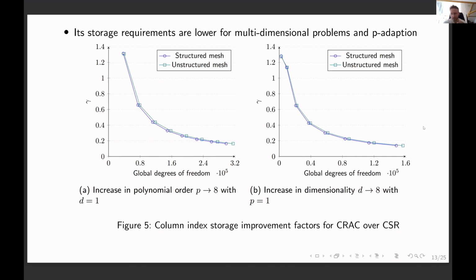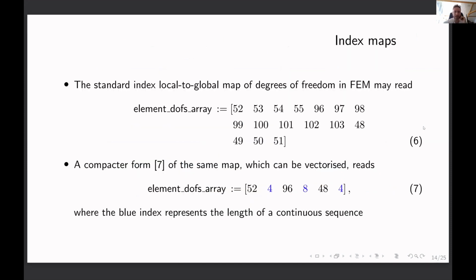The same applies for the dimensionality of the problem. If the problem is a scalar problem, like the Poisson equation, it's not very efficient. It's a bit bigger. But if the problem is something like a shell element or a plane element with multiple dimensions of the problem, then again, we get a very, very good reduction factor.